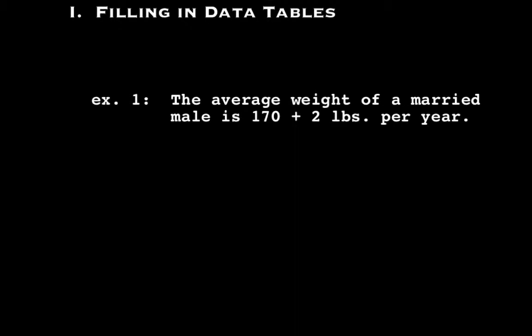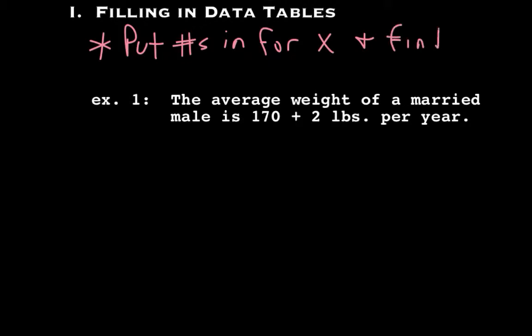But filling in data tables, the key to filling in data tables is put numbers in for x, which will be the independent variable. So put numbers in for x and find y. Where x is going to be your independent variable. Maybe it won't be x and y, maybe it'll be two different things, but you put one number in the equation and then figure out what the other number has to equal.